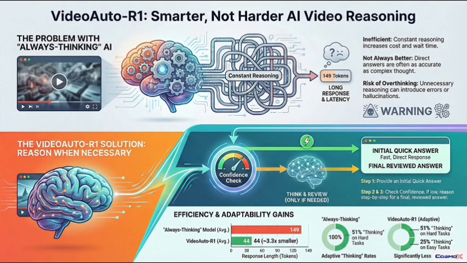We need an AI that's smart about when it decides to think. And that brings us to this new framework, VideoAuto-R1, which is designed for exactly that, a kind of reason-when-necessary approach. And the inefficiency of the old way, the always-thinking way, is really clear in the numbers. We're talking about models that usually generate, what, around 149 tokens? Yeah, on average. VideoAuto-R1 gets that down to just 44 tokens.